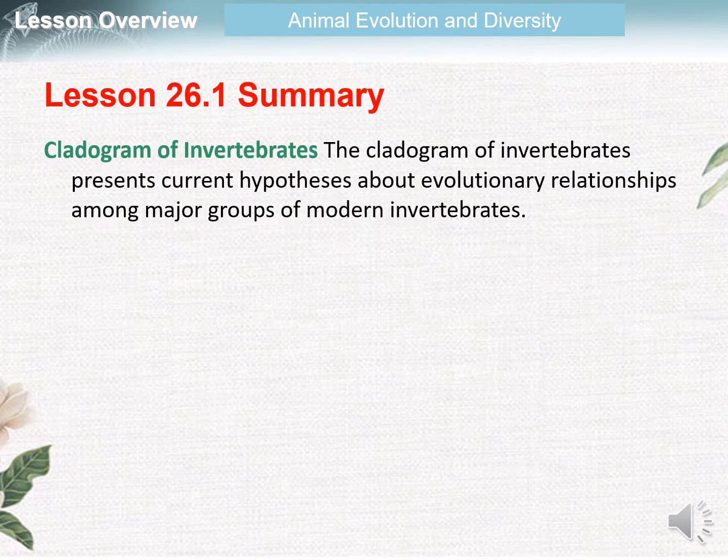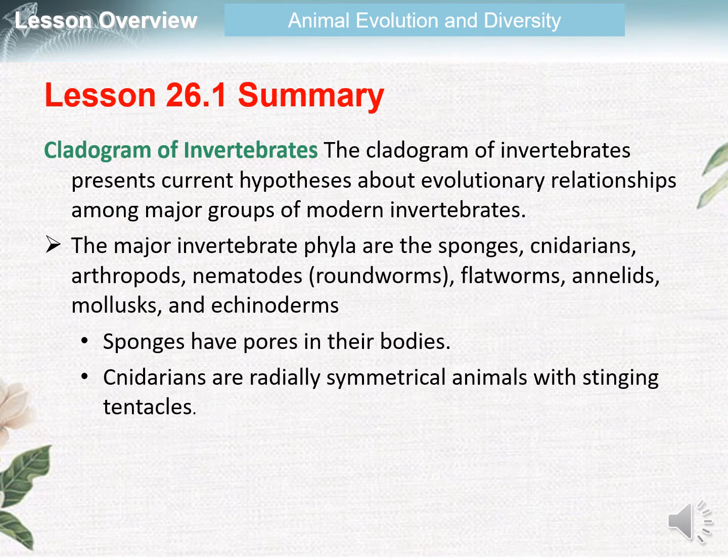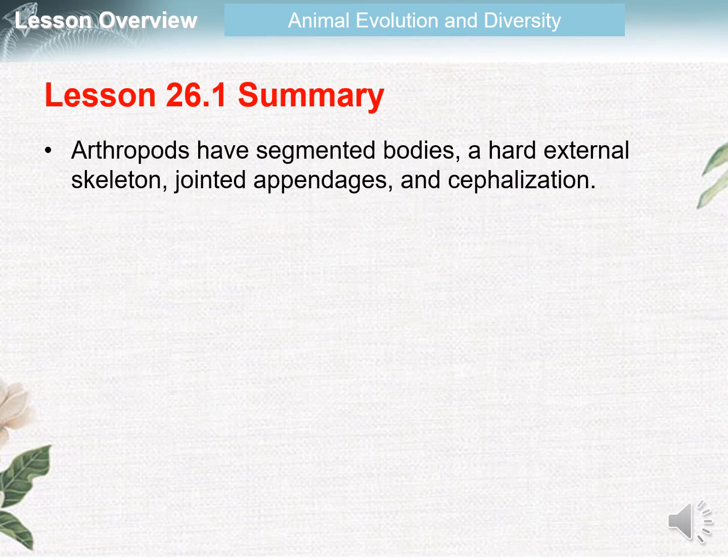The cladogram of invertebrates presents current hypotheses about evolutionary relationships among major groups of modern invertebrates. The major invertebrate phyla are the sponges, cnidarians, arthropods, nematodes or the roundworms, the flatworms, annelids, mollusks, and echinoderms. Sponges have pores in their bodies. Cnidarians are radially symmetrical animals with stinging tentacles. Arthropods have segmented bodies, a hard external skeleton, jointed appendages, and cephalization.